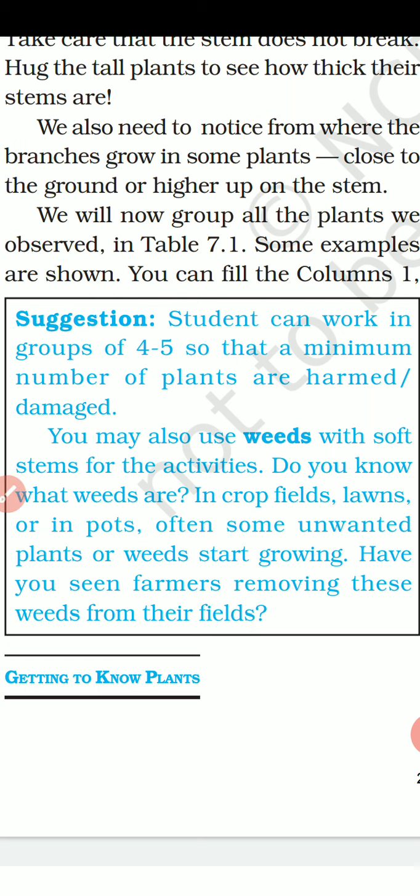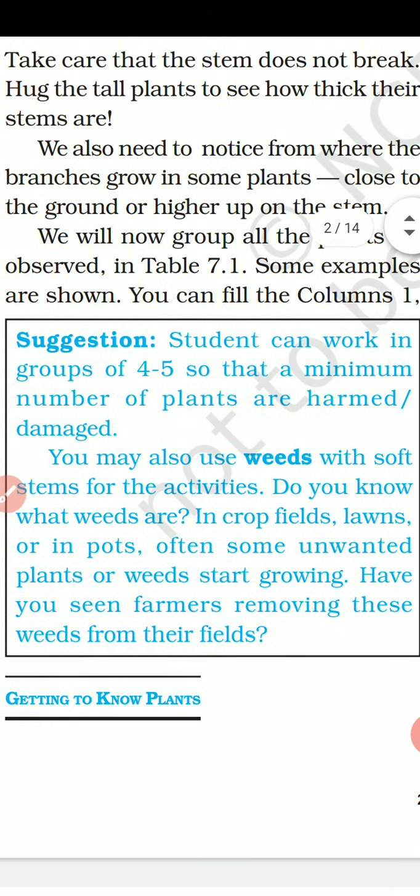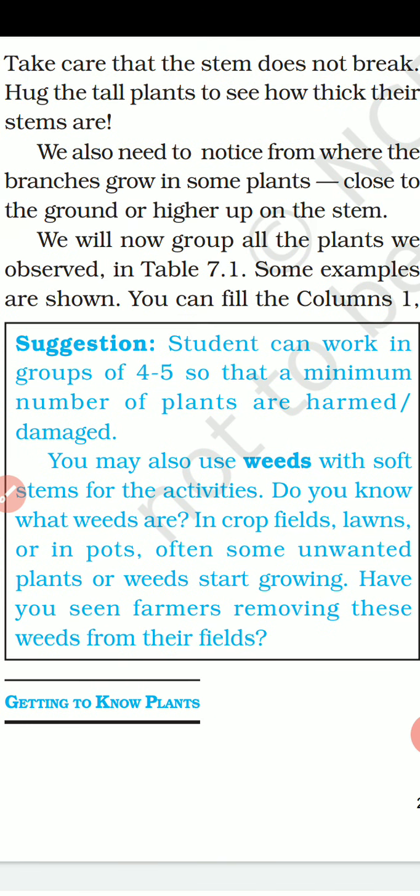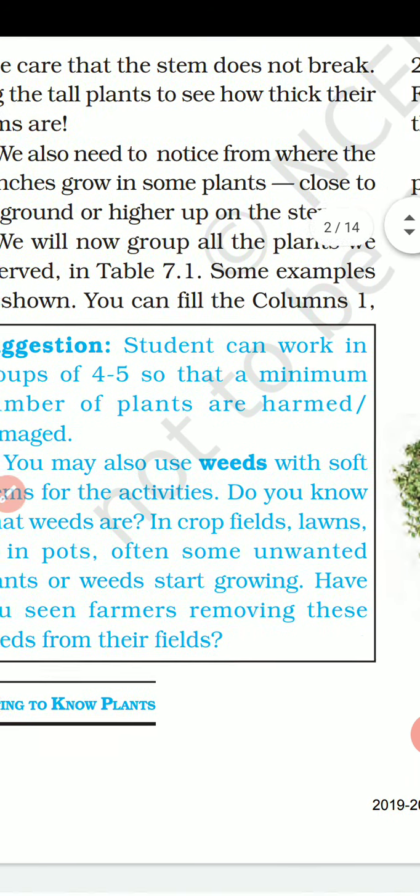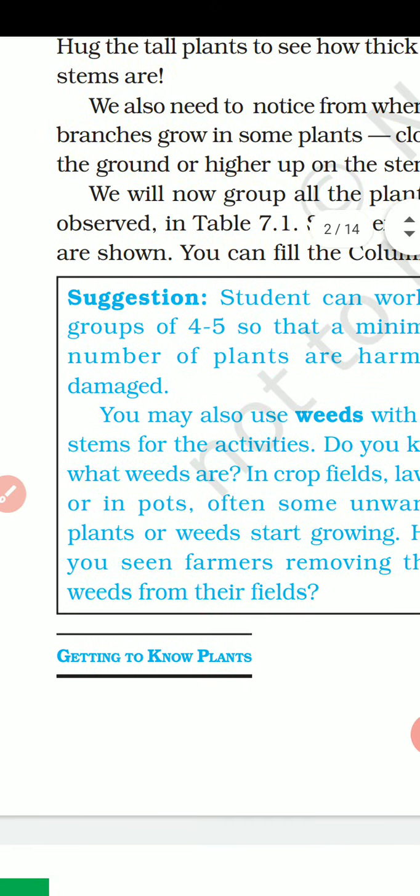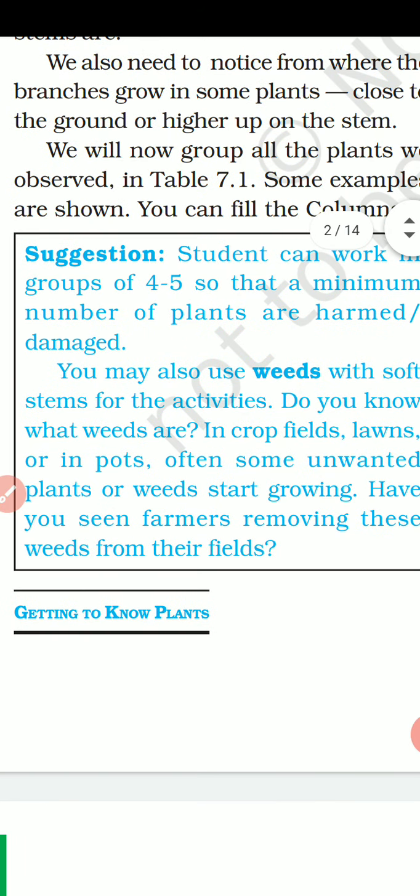Now these are the suggestions that you have to work in a group, but since we are doing it at home, there is no question of making groups. You may also use weeds with soft stems for the activities. Yeah, there are some weeds also which are very soft.